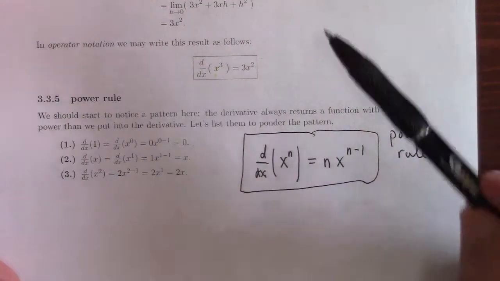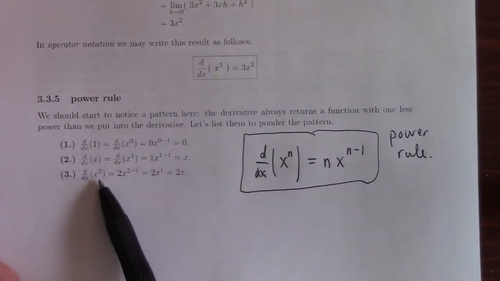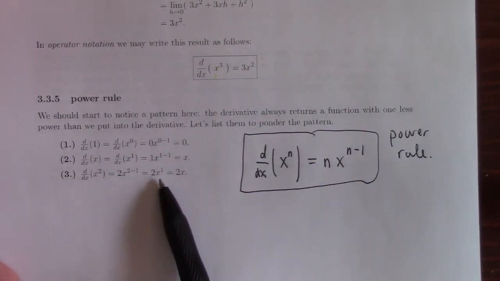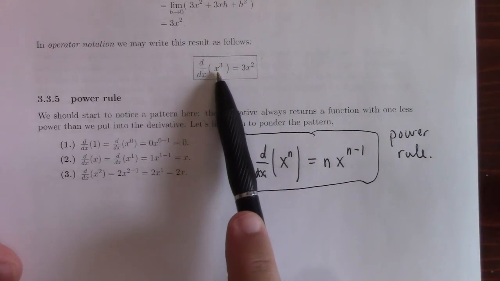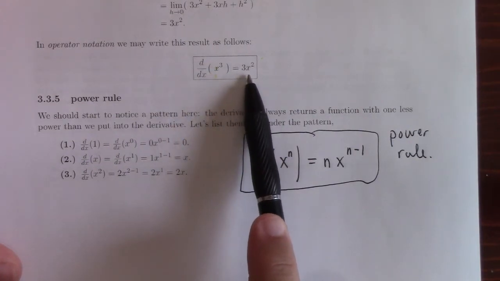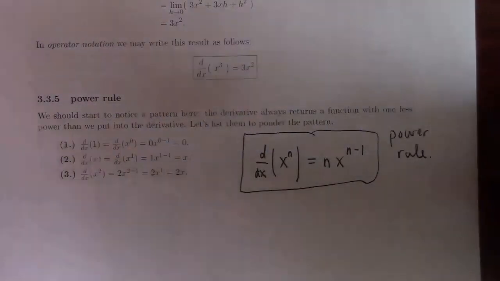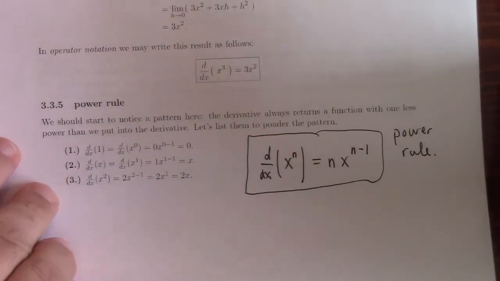So, like here, n equals 2. So you have 2 times x to the 2 minus 1, which is x. Here, this one, the power rule is also right. n equals 3, so we have 3x to the 3 minus 1, which is 3x squared. Power rule.